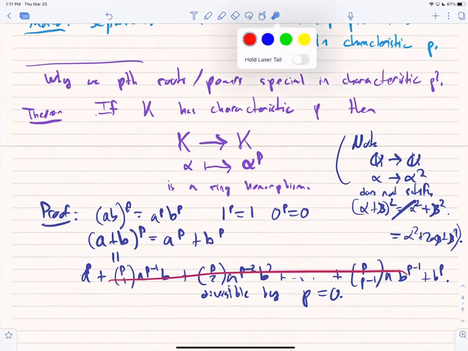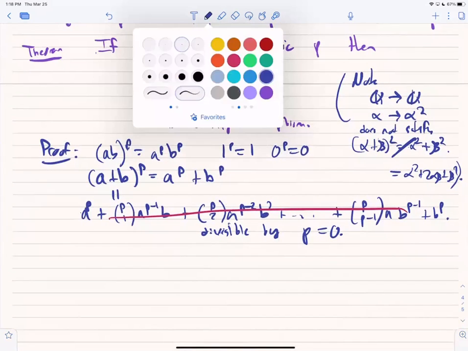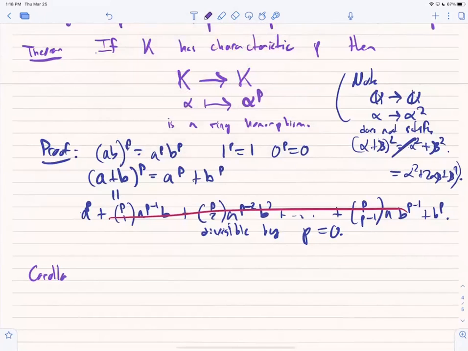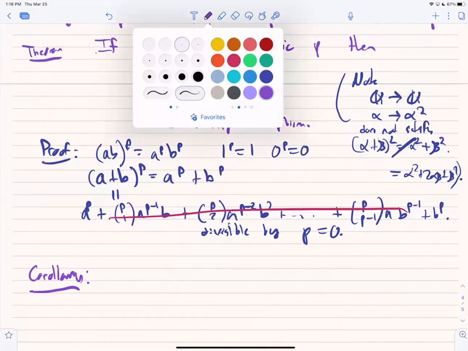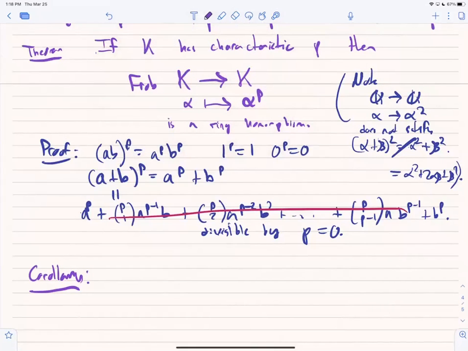Okay, so when you're in characteristic p, you have a natural field homomorphism sending alpha to alpha to the p. Essentially this says that p-th roots and p-th powers behave in a very different way than nth roots and nth powers for some n coprime to p. Okay, and so here's one corollary of this. This map has a name. It is called the Frobenius map, or sometimes the p-power Frobenius map.